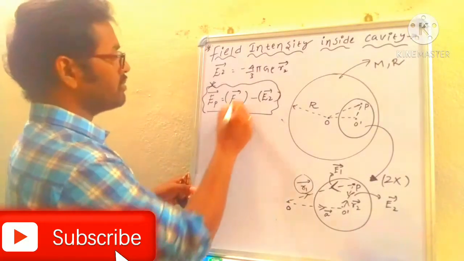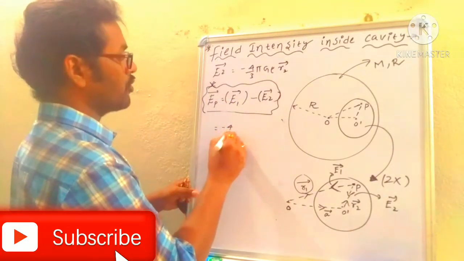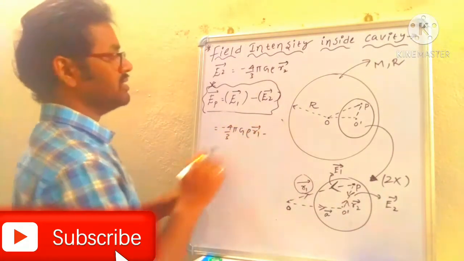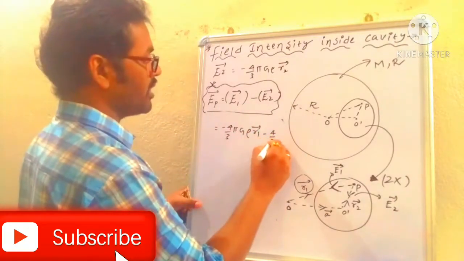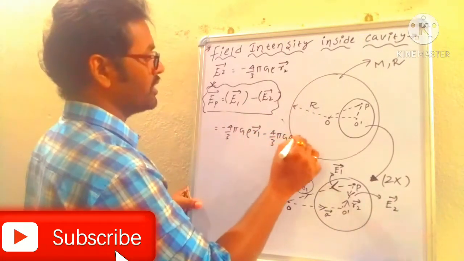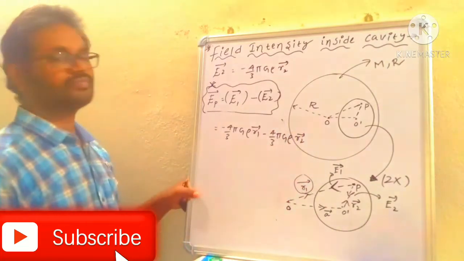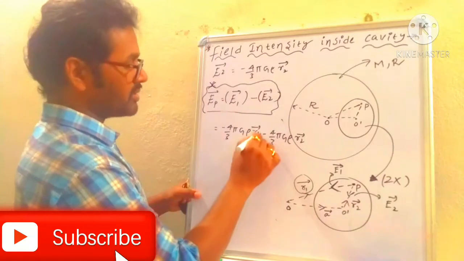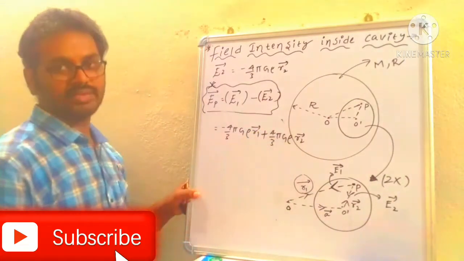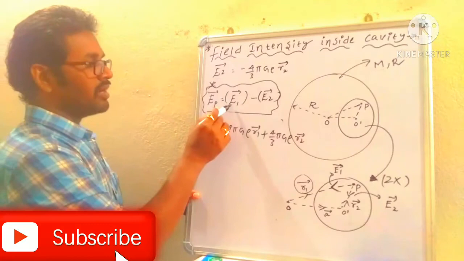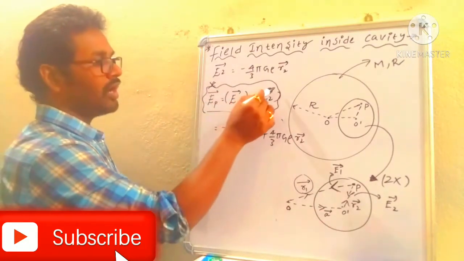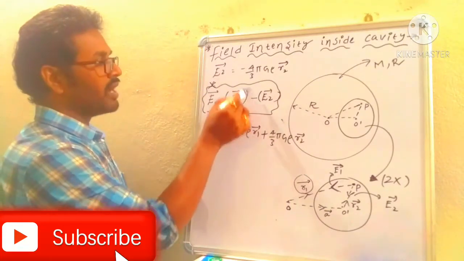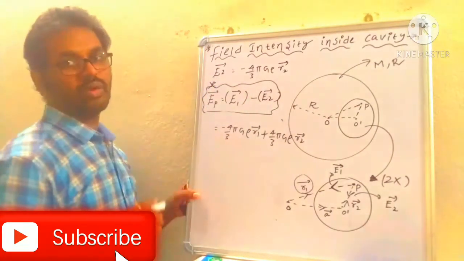So how much did you get for E1 bar? It is minus 4 by 3 pi G rho into R1 bar. E2 is 4 by 3 pi G rho into R2 bar. Here minus is already there and this also has minus, so minus of minus becomes plus. E1 bar has a negative, E2 bar also has a negative, but there is a minus in the equation, and this minus and minus become positive.